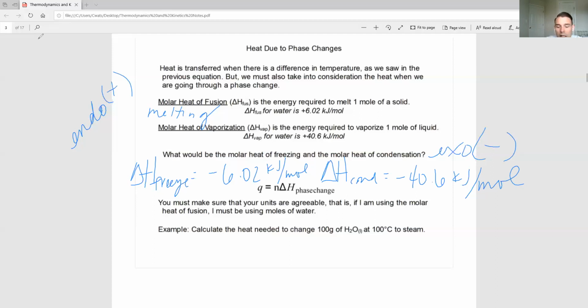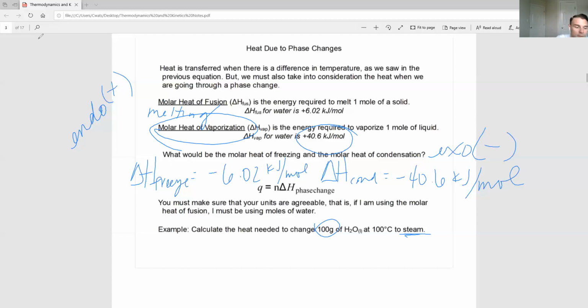So it says calculate the heat needed to change 100 grams of H2O as a liquid, so water, at 100 degrees Celsius to steam. So we're just doing a phase change. The temperature is not changing. We're just doing a phase change. So we know we're going to steam. So that means we're going to do the enthalpy of vaporization. So that's going to be 40.6 kilojoules per mole.